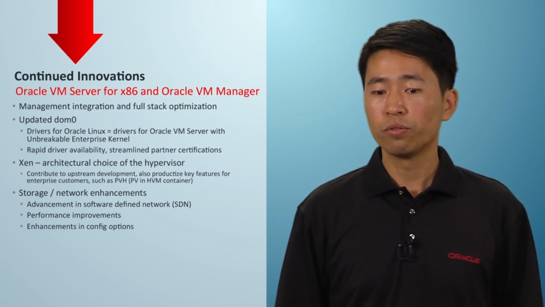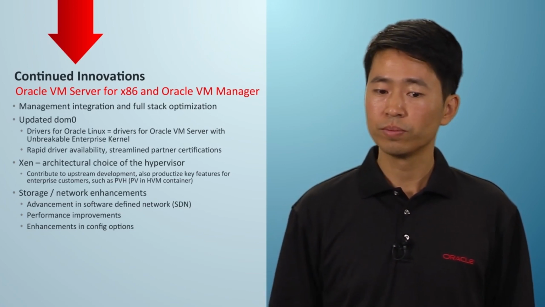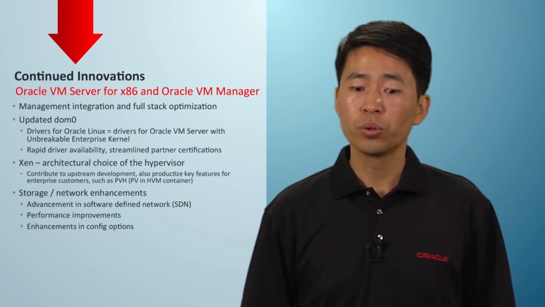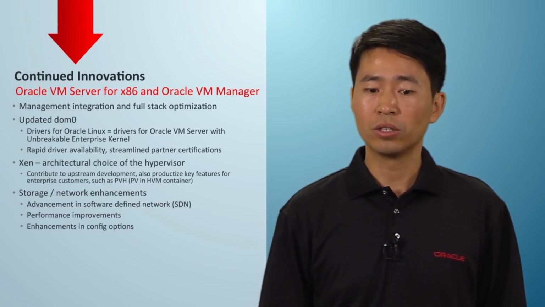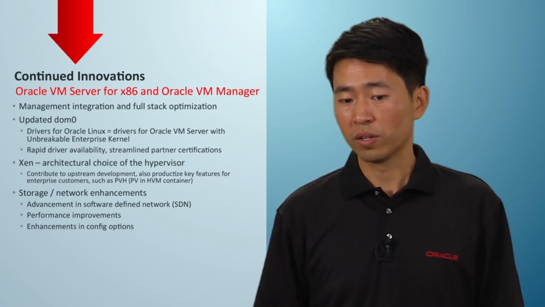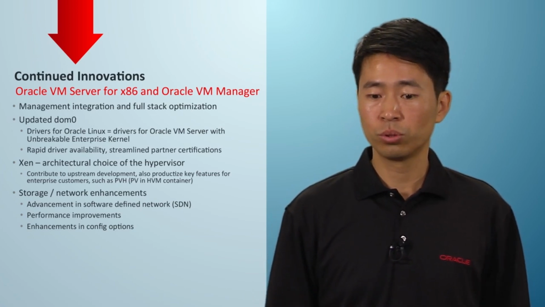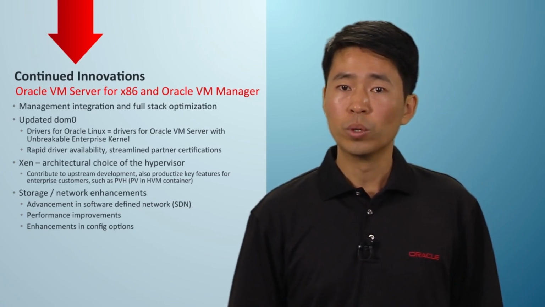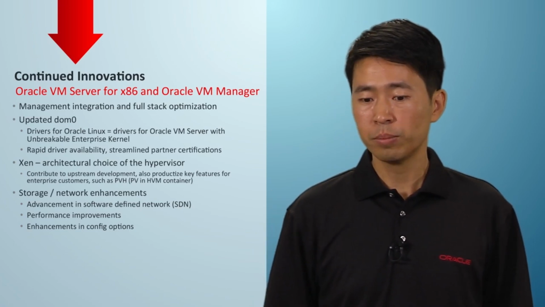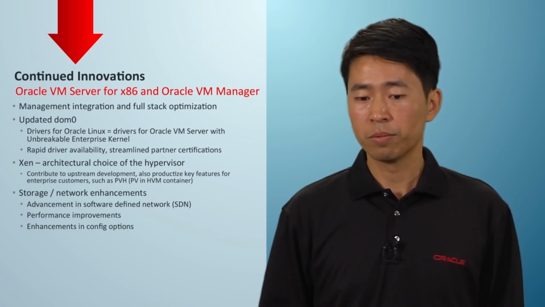For Oracle VM Server for x86, dom0, we will also continue to bring the updates from the Oracle Unbreakable Enterprise Kernel, so that new drivers and new hardware support come directly to Oracle VM Server as well. The Xen hypervisor is our architectural choice for the hypervisor. We continue to contribute to upstream Xen development. At the same time, we prototype some key features as part of the Oracle VM solutions.